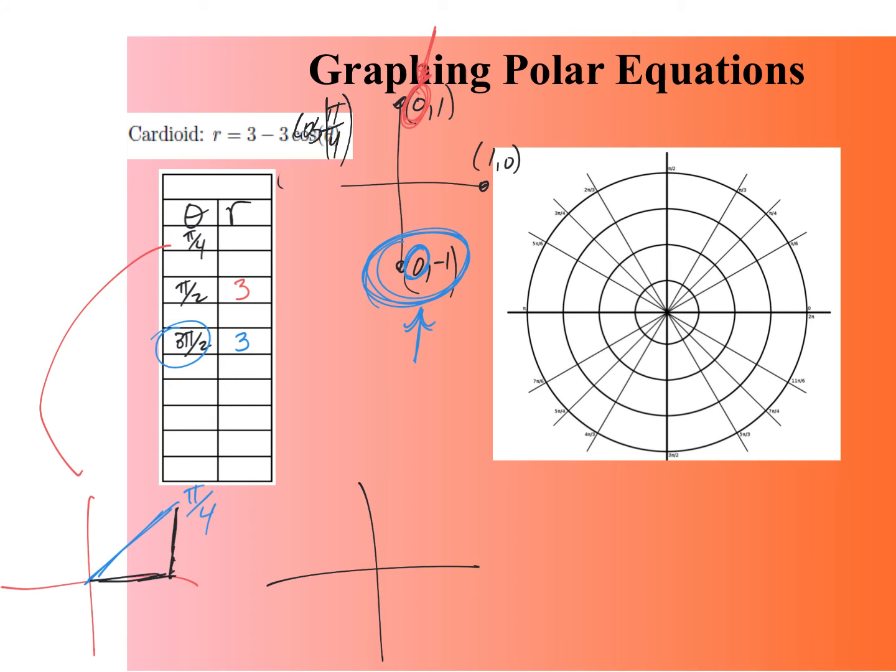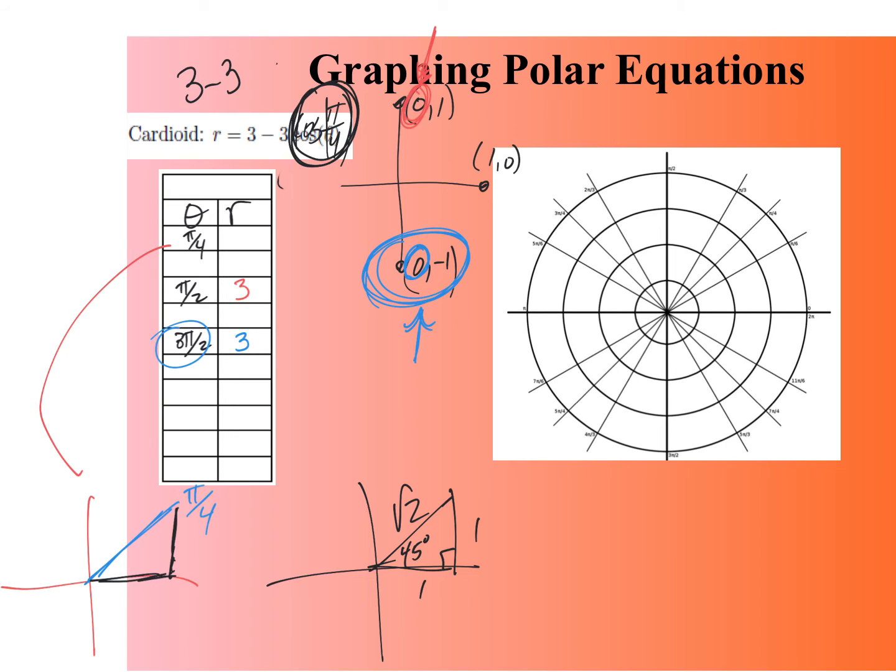Here's where pi over 4 is, drawing a picture. 1, 1, square root of 2, and this is the 45-degree angle. Okay, we're good so far, and you said it was 1 over root 2. So that goes here. So now we've got 3 minus 3 times pi over 4, times 1 over root 2.